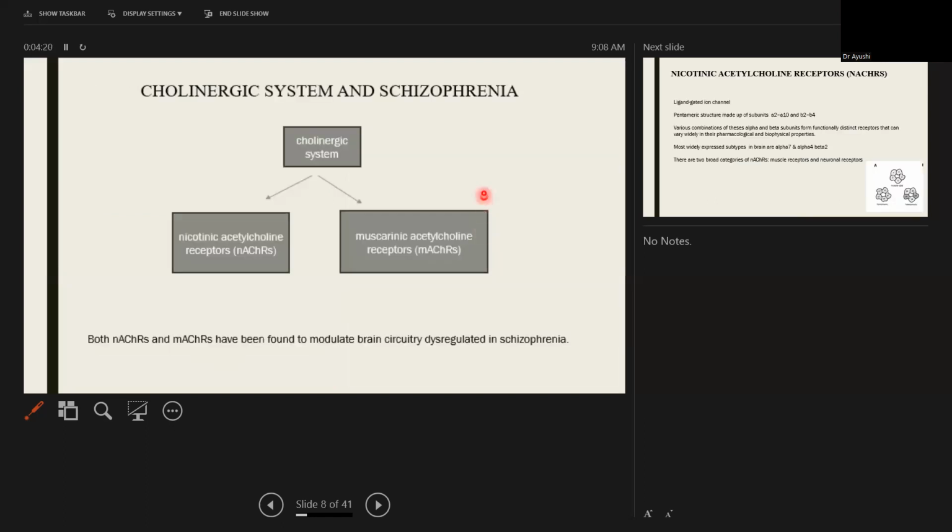Now, the cholinergic system in schizophrenia. The cholinergic system consists of two receptors, nicotinic acetylcholine receptors and muscarinic acetylcholine receptors. Both these receptors have been found to modulate brain circuitry dysregulated in schizophrenia.